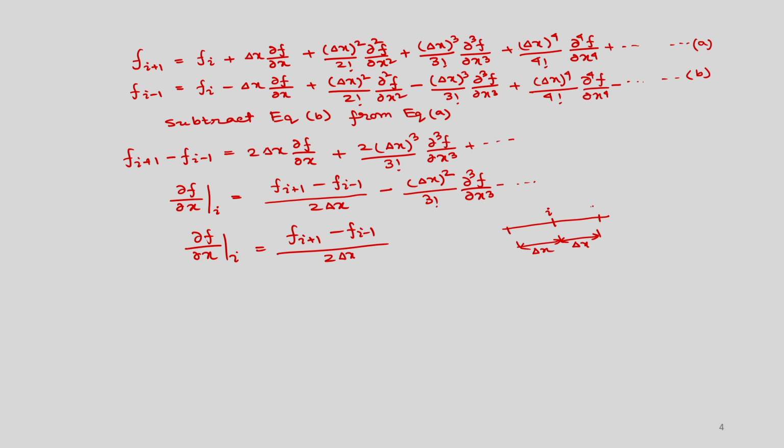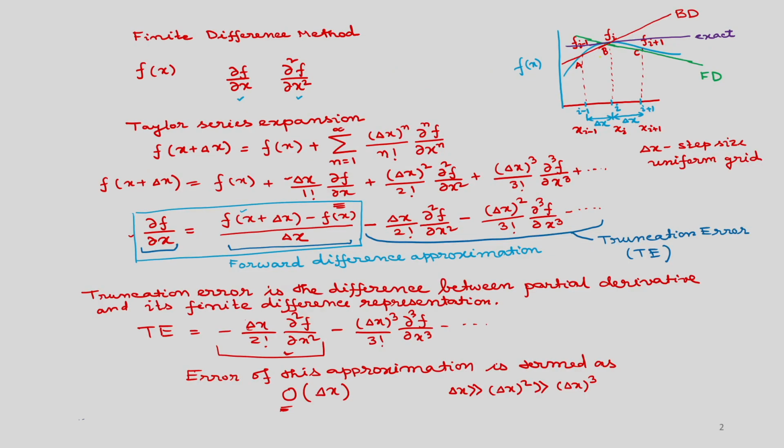Okay. So, this is your I, this is your I plus 1, I minus 1. So, f I plus 1 minus f I minus 1 divided by 2 delta x, and order of accuracy is delta x square. Okay. So, graphically if you want to represent it, you are using point x I minus 1 and x I plus 1. So, that means A and C.